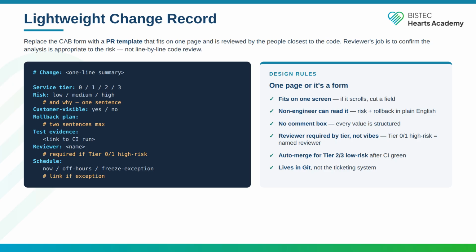The shift in mental model: the reviewer is not reviewing line by line. The reviewer is confirming that the analysis is appropriate to the risk. The change record is the artifact, the PR diff is the evidence, and the merge is the decision.